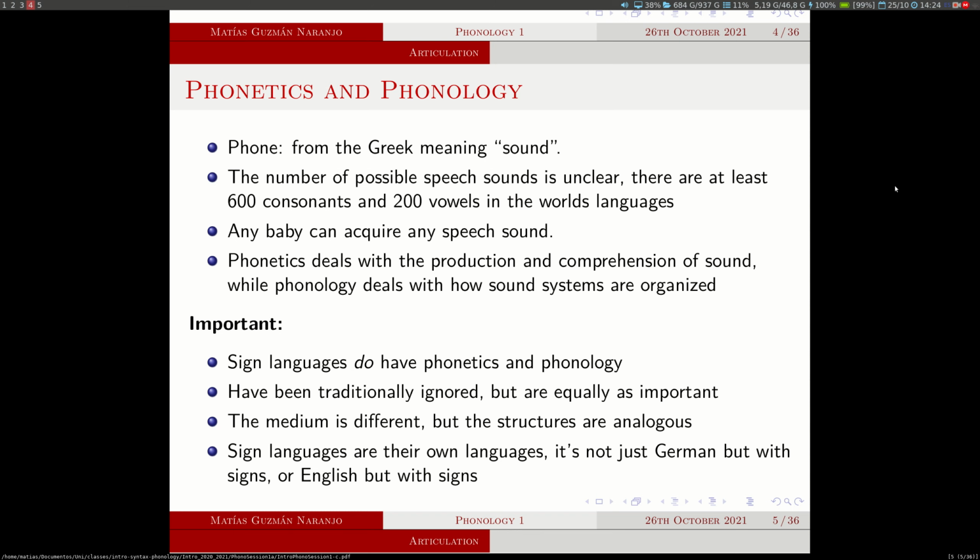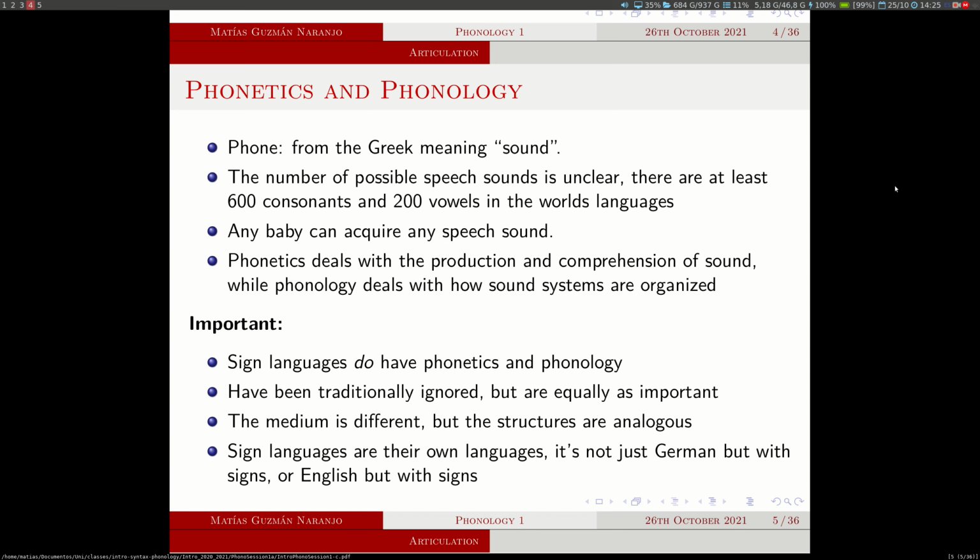Sign languages do have phonetics, contrary to what some people believe, and also have phonology. So these have traditionally been ignored, mostly because of tradition, I guess, quite discriminatory, but they are equally as important. And although the medium is different, the structures that you find in sign languages are completely analogous to the structures that you find in spoken languages.